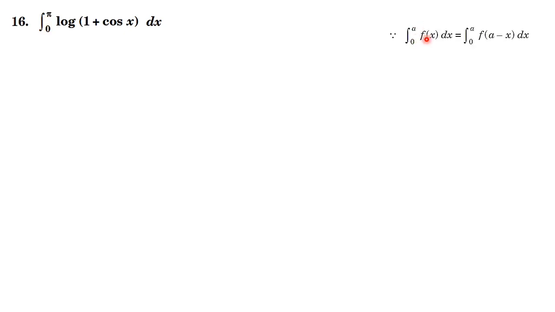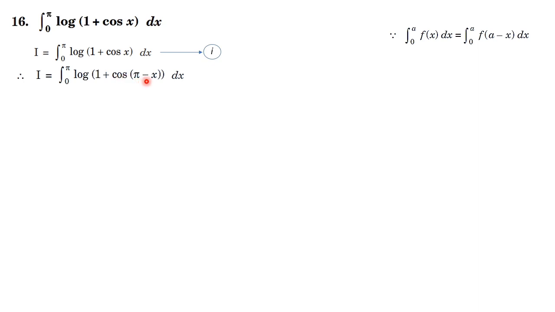Integral 0 to a f of x dx is equal to integral 0 to a f of a minus x dx. That's what we are going to use. First of all, let's take this one as I and label it as equation number 1. Then apply the property: I is equal to integral 0 to pi log 1 plus cos x, so x is replaced and substituted as a minus x. What is a here? Pi. So pi minus x dx.